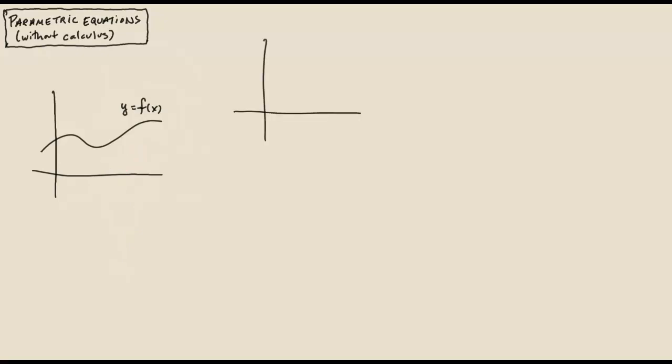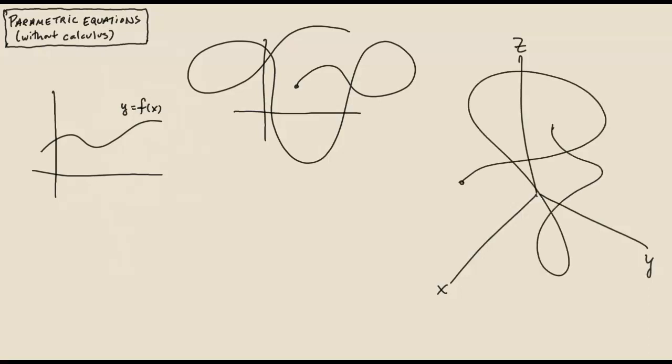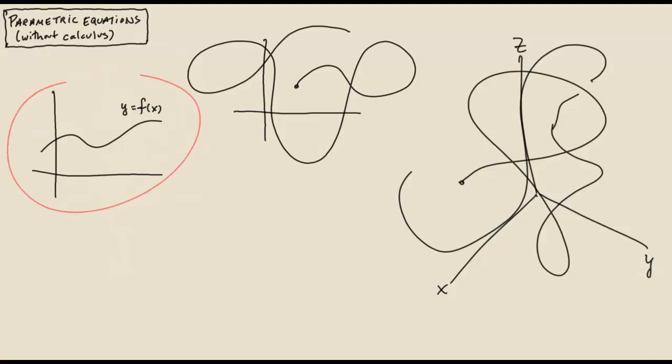Is there really no hope of following, say, the path of a bug on a window pane, which might look something like this? That is definitely not the graph of a function. Or for that matter, suppose we have a fly buzzing around three-dimensional space, where we have an x-axis, a y-axis, and a z-axis. And if his motion looks something like this crazy thing, do we just have to throw up our hands and say we are helpless in the face of any curve that does not look like this?